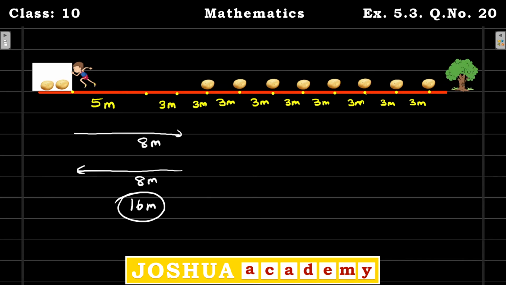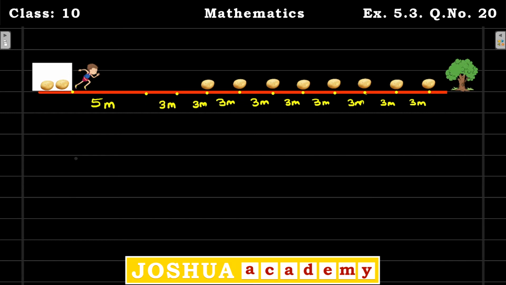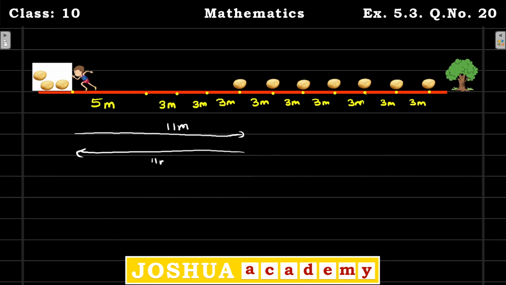Again, if you look at the next process, the competitor changes direction and runs to reach the next potato, which is 5 plus 3 is 8, 8 plus 3 is 11 meters. After picking up the potato, again changing direction, he reaches the bucket. So in this process, he travels a distance of 11 meters, and again comes back to the starting point, which is also 11 meters. So the total distance run by the competitor is 22 meters.